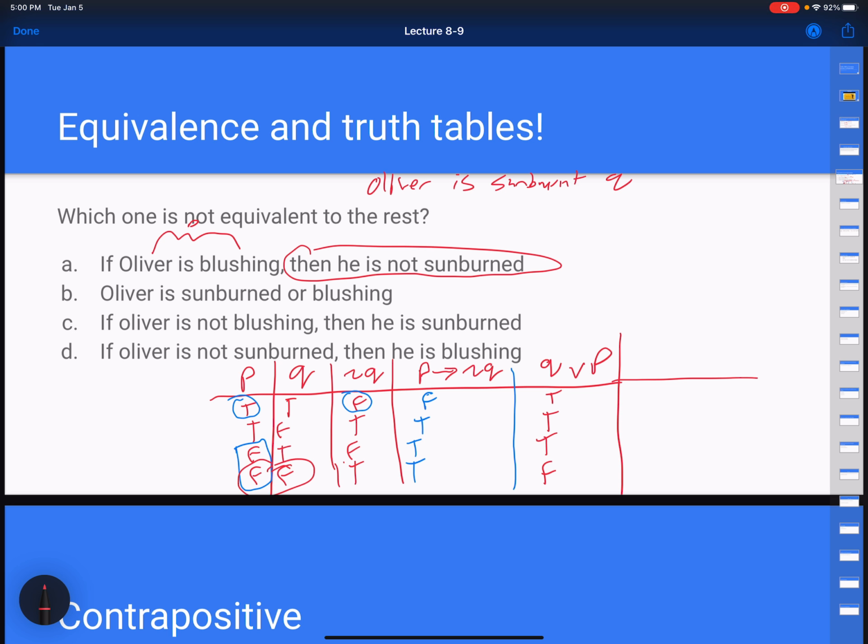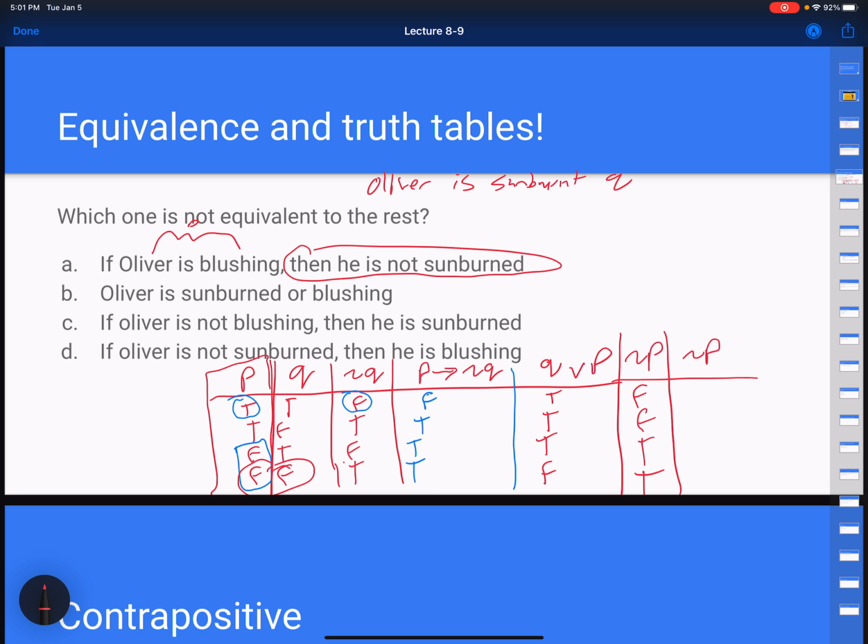So now we can look at C. If Oliver is not blushing, so we need not P this time. So let's write that real quick. This is false, false, true, true. We have not P. And remember, when I'm looking for not P, I just look in P's section and write down the opposite of it.